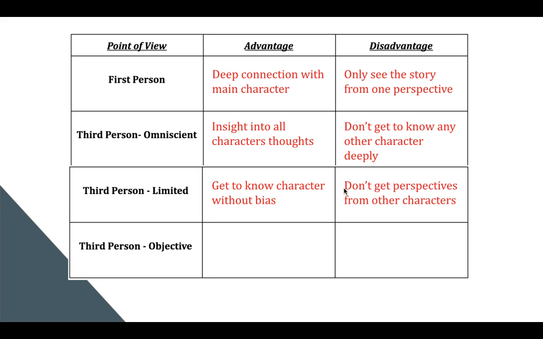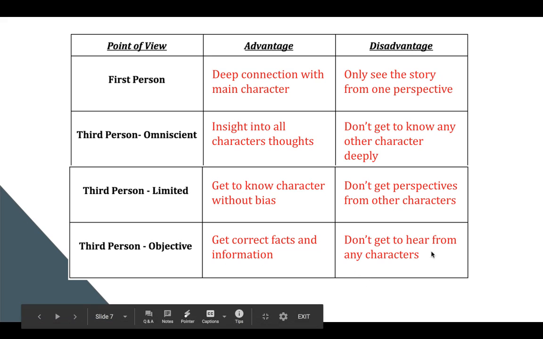The disadvantage, like first person, you don't get perspectives from any other characters. You only see one character's thoughts and feelings. And the last one, objective, you get all the facts, you get the information, it's direct, it's fast paced, it's all the action. The disadvantage, of course, though, is that you don't get to hear from any characters.